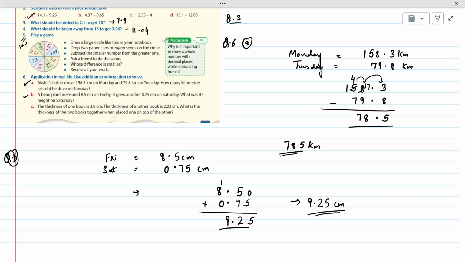Okay. Next, the thickness of one book is 3.8 centimeters and the thickness of another book is 2.03 centimeters. What is the thickness of two books together when placed on top of one another? So we are given the thickness of two books and we have to find the combined thickness when they are placed on top of one another. So we have to add these two numbers. So kids, this I'm leaving as homework for you. This is very, very easy.